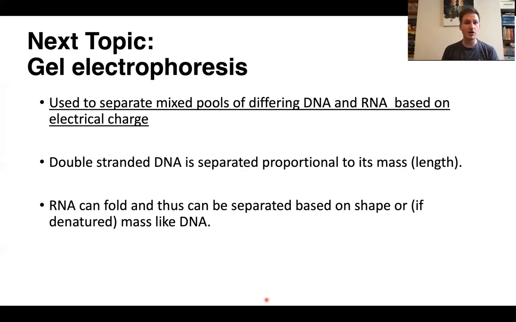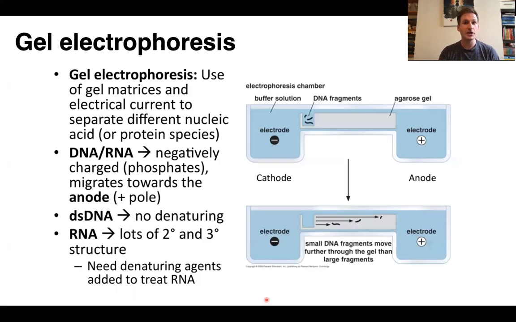And if RNA is your nucleotide or nucleic acid of interest, it can be based on shape if it's in its native form, or if you denature it or remove what they call secondary structure, it can be separated based on mass, and that depends on the chemicals you include in your gel electrophoresis. So let's just go into gel electrophoresis.